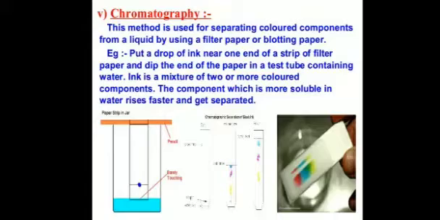The component which is more soluble in water rises faster and gets separated. In the second diagram you can see there is a mark of different colors. So the color which is more soluble in water rises faster. So among yellow, magenta and blue, which is more soluble in water? Here, blue is more soluble in water because it rises faster in water. Understood? So this is the whole process of chromatography.